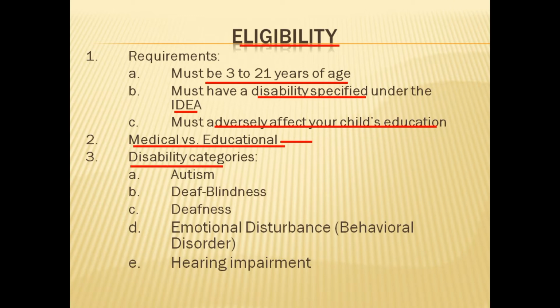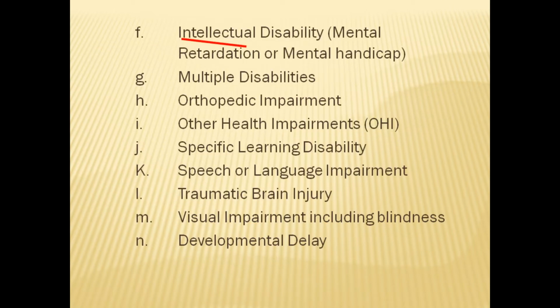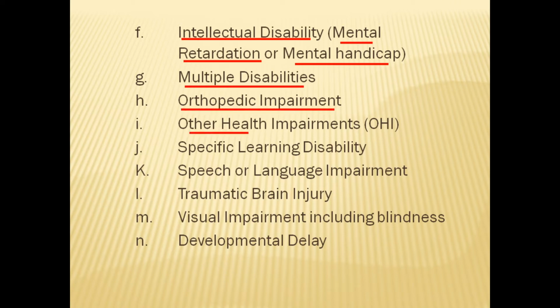Number 3, let's look at the disability categories. There's 13 or 14 depending on your state, but the minimum has to be these things that are listed here have to be covered within the state somehow. So one category is autism, deaf-blindness, deafness, emotional disturbance, sometimes called behavioral disorder, a hearing impairment, and intellectual disability. It used to be called mental retardation, but this has recently changed. Some places called it mental handicap, but now it's called intellectual disability, multiple disabilities, orthopedic impairment, other health impairment.